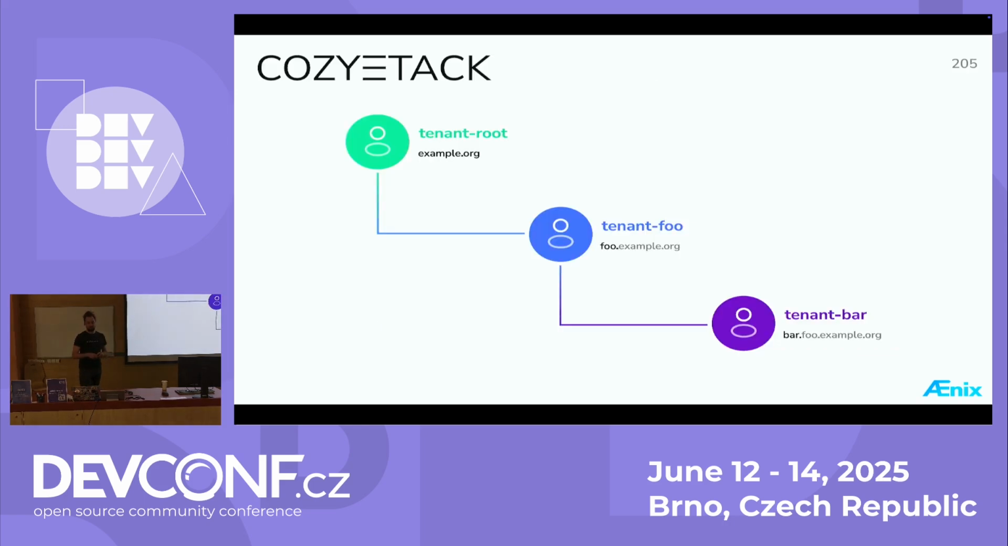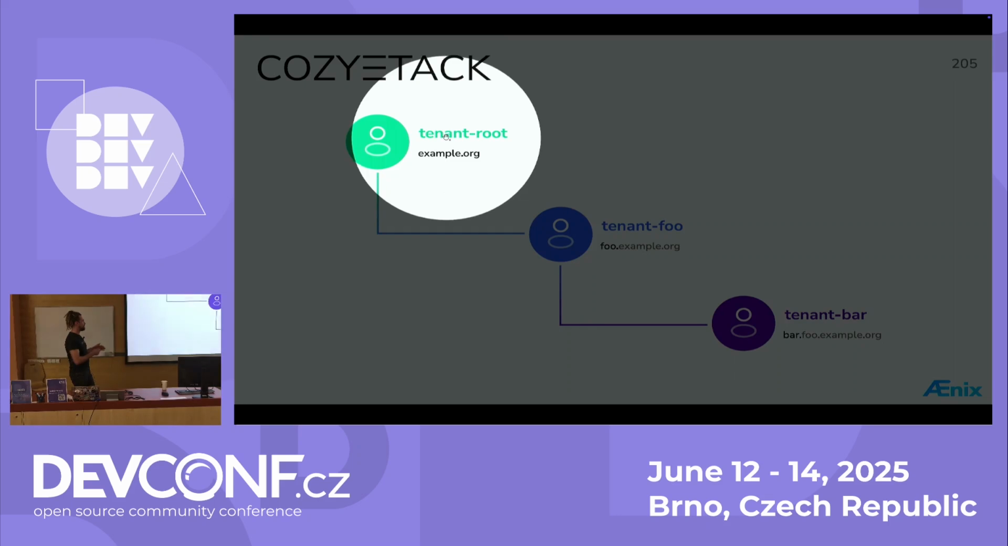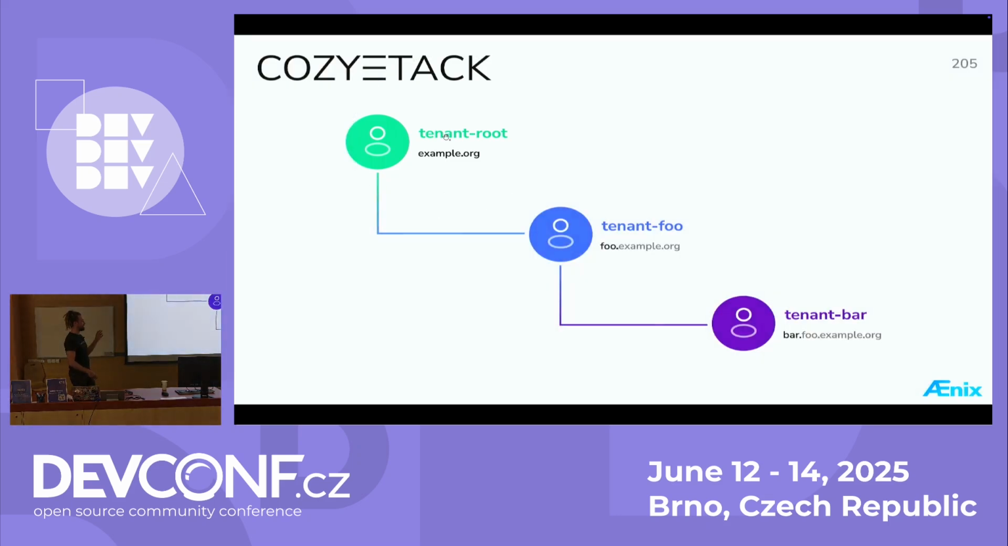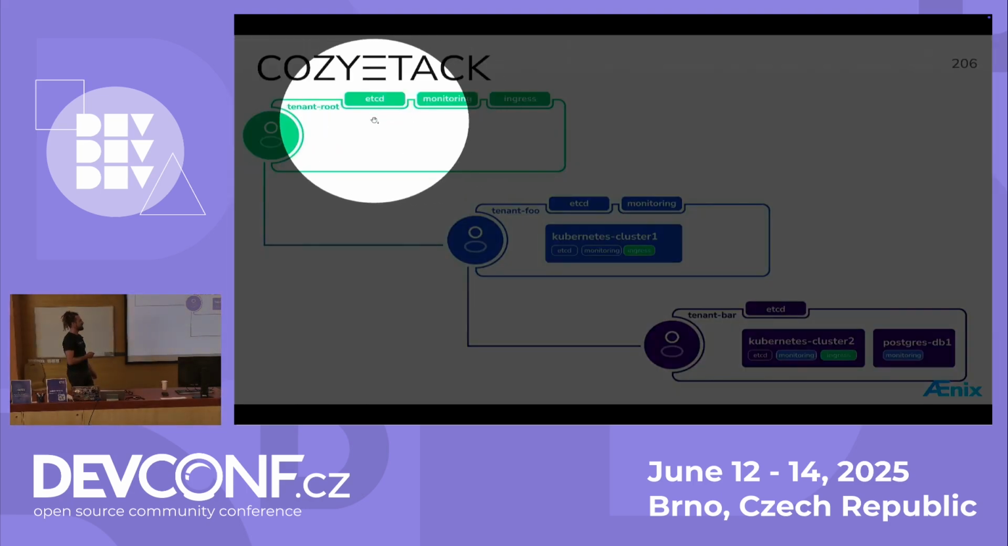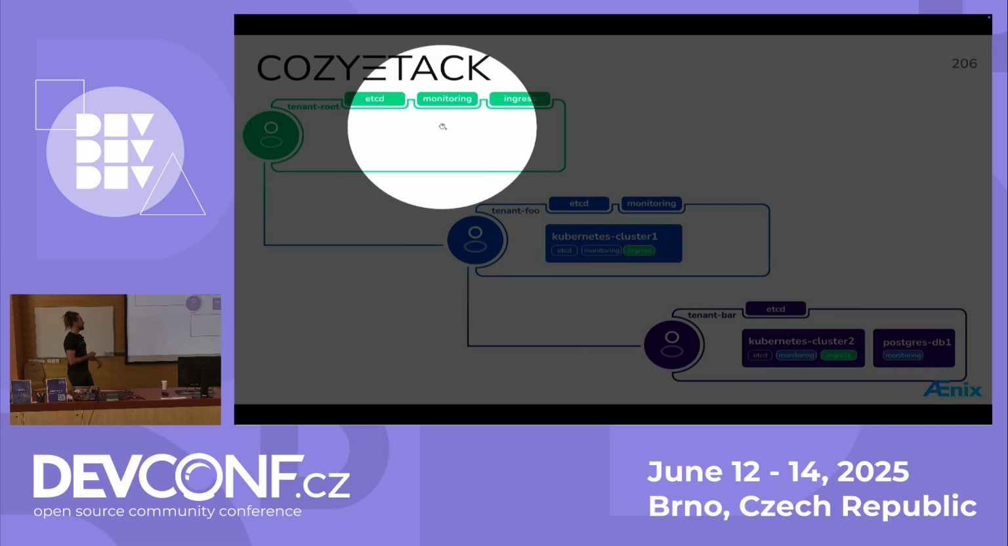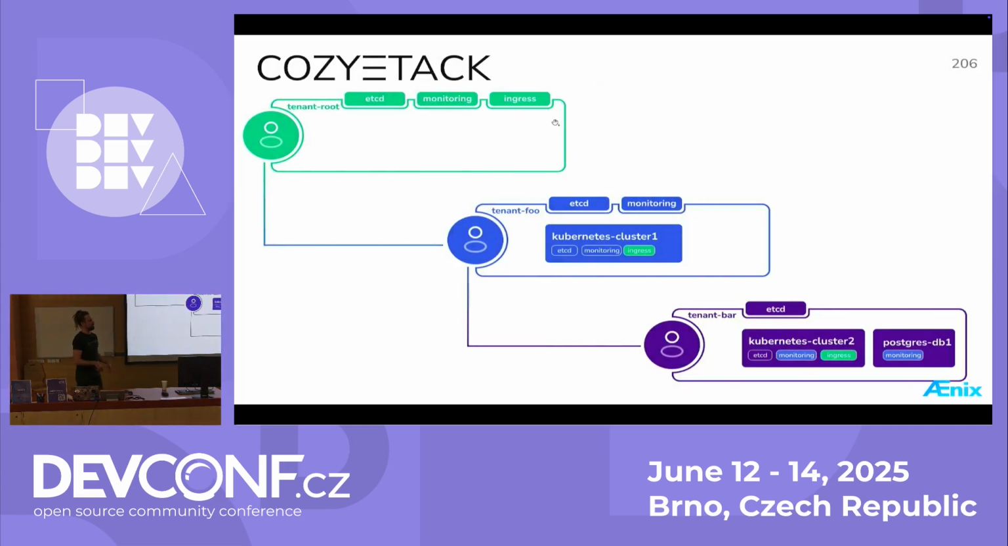And also, we have a really fancy tenant model. We implemented tenants very similar to how Unix works. By default, we have the tenant root, and you can create additional tenants. Every tenant has its own domain assigned, and if you create a new tenant, it gets a subdomain of the parent tenant's domain. Under the hood, it runs as Kubernetes namespaces. It also has specific services like etcd for storing tenant Kubernetes data, monitoring, ingress, and also we have KubeVirt here.